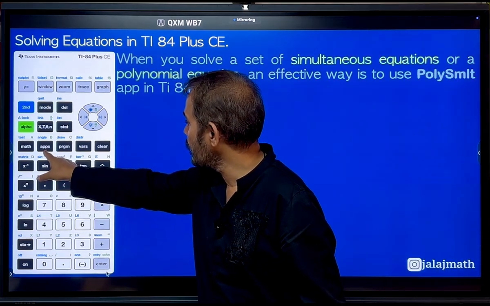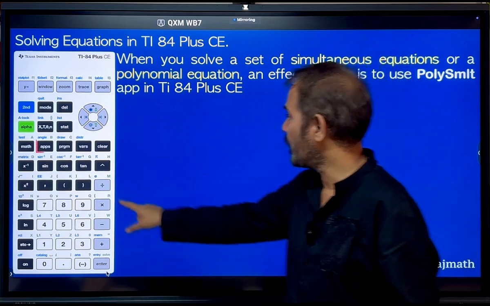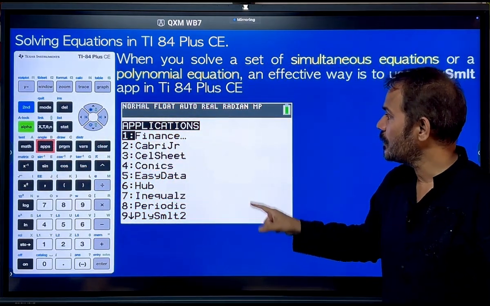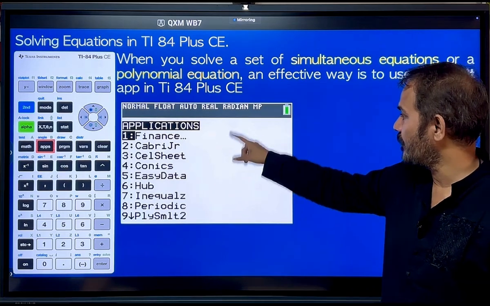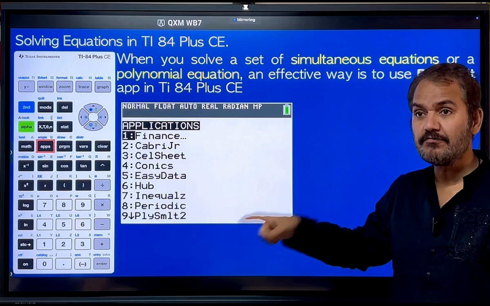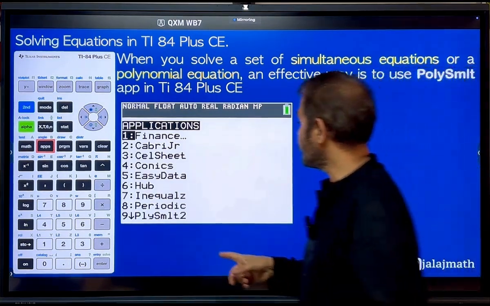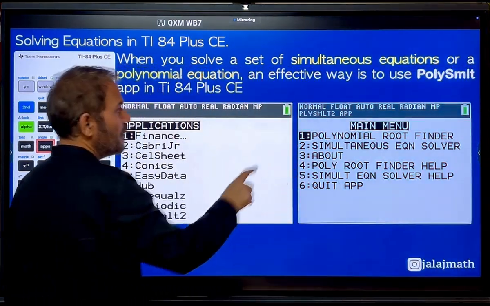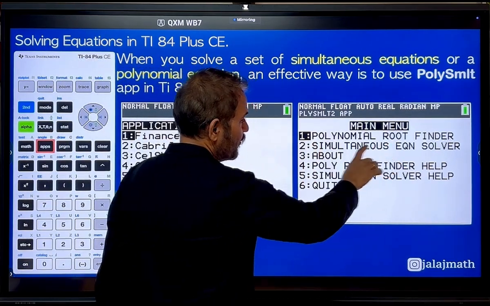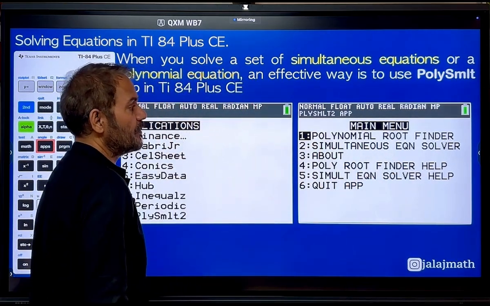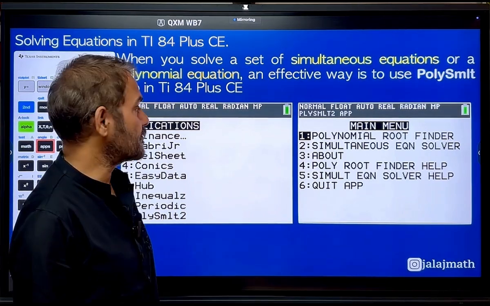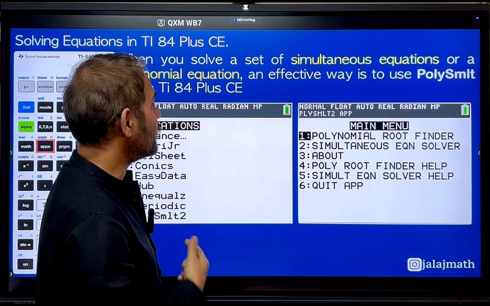So the first thing you do is go to App. App is right here. When you press App, you will see this window where you have different applications. You have to either scroll down to PolySimult 2 or just press 9. Once you press 9 or scroll down here, you see this window where you have the option of solving polynomial equations or simultaneous equations. So you can solve polynomial equations or simultaneous equations using this calculator.